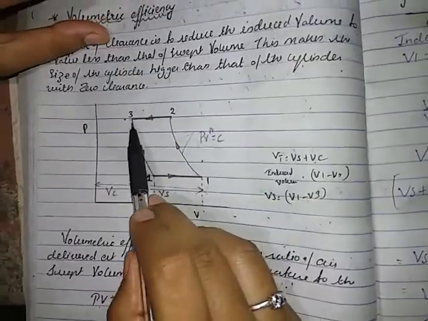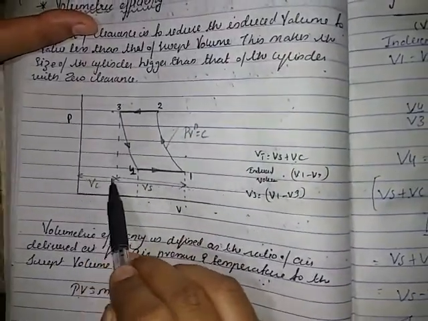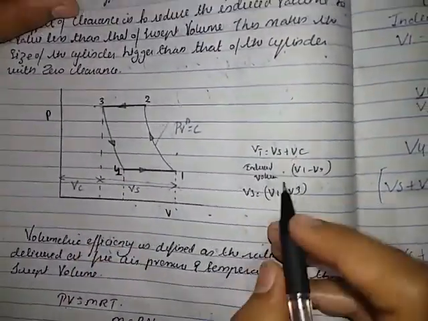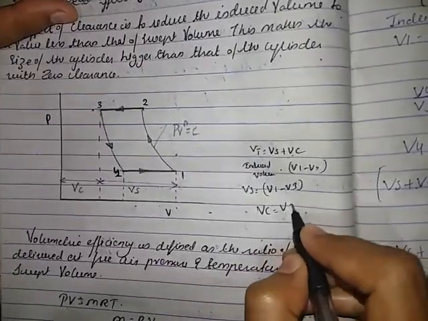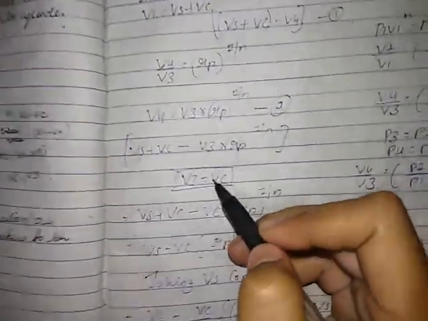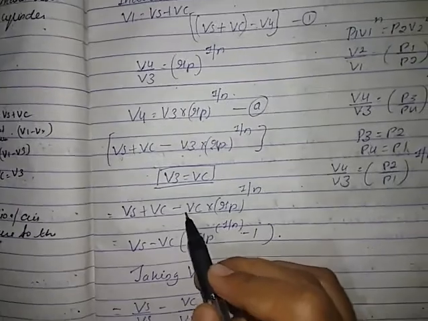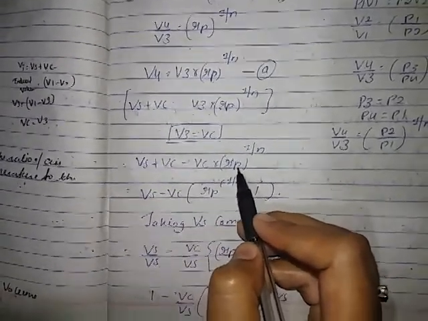Now, you can see in this diagram that V3 equals Vc. Clearance volume is equal to the volume at point 3. If I substitute V3 equals Vc, what will I get? Vs plus Vc minus Vc into RP raised to 1 by n.